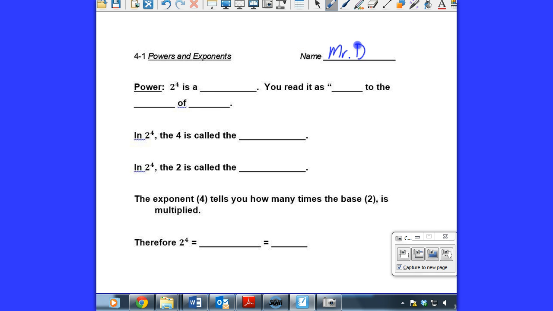In front of you, you should have the template. If you don't, I should have it posted on my website. You know where to find it. And let's begin with some vocabulary here.